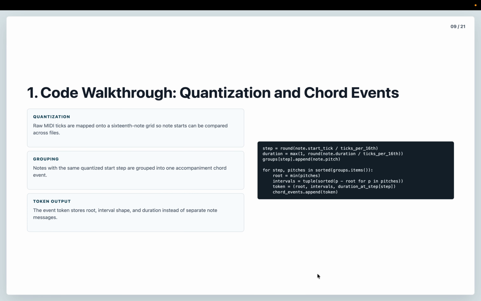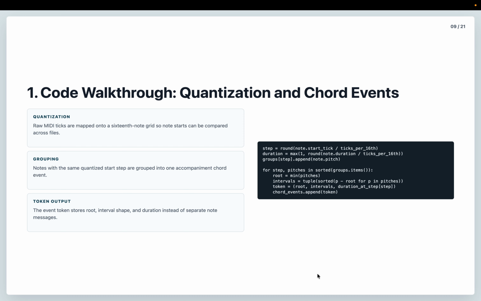This slide walks through the pre-processing code more carefully. The model should not depend on raw MIDI tick values because different files can have different timing details. I first convert note start times and durations into a 16th-note grid. Then I group notes that start at the same quantized step. If 3 notes start together, they become one chord event rather than 3 unrelated single notes. Finally, I convert the group into a token with a root pitch, interval shape, and duration. This token is what the Markov model actually learns.